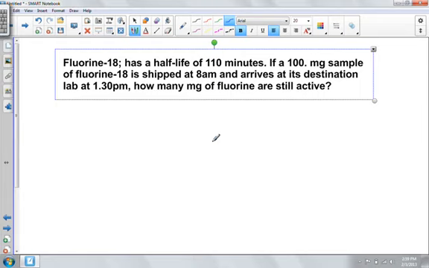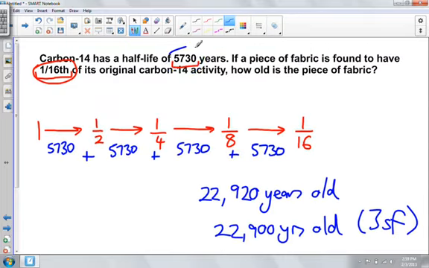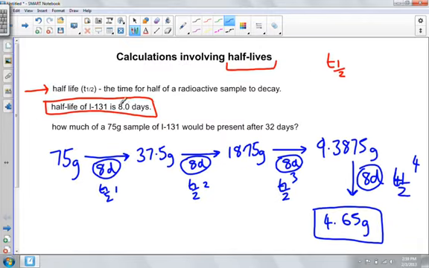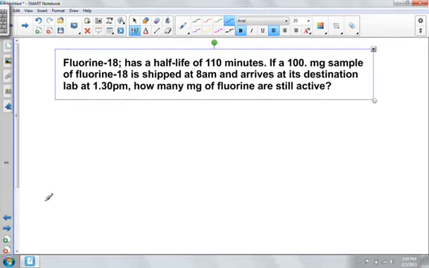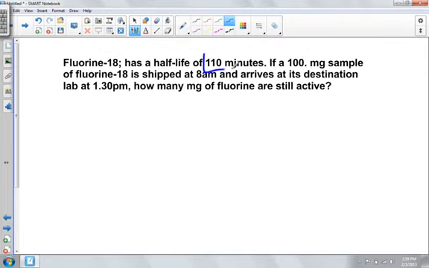Okay, last one here. Fluorine-18. This has a much shorter half-life. So you've got carbon-14 with a half-life in a matter of thousands of years. You've got iodine with a half-life in the matter of days. And then we've got fluorine-18, which has a really short half-life of less than 2 hours, 110 minutes. For a 100. milligram sample, notice there's the dot here. That means 3 significant figures.